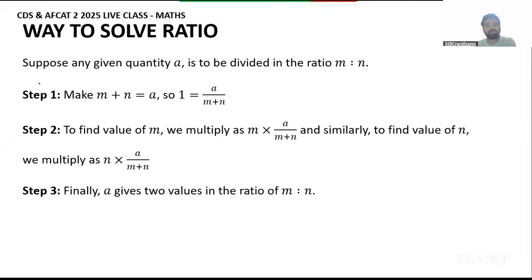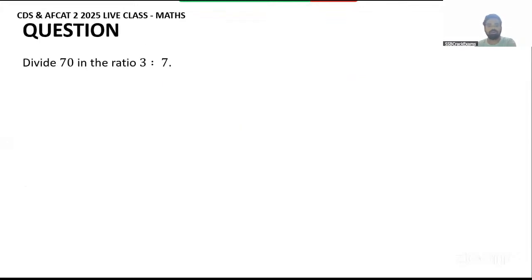Suppose a given quantity has been divided in the ratio m to n. Then we first need to make it equal to A, so that m plus n is equal to A. When you divide A by m plus n, then this will equal 1. Now to find the value of m, take m multiplied by A upon m plus n. Finally, we get two values that are in the ratio m to n. Let's see what I'm saying.